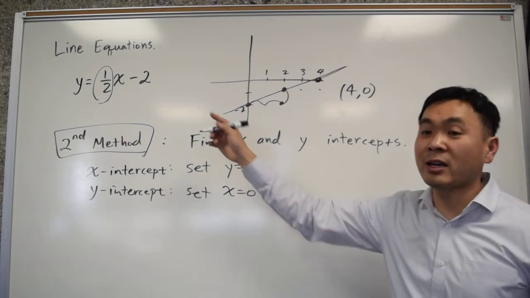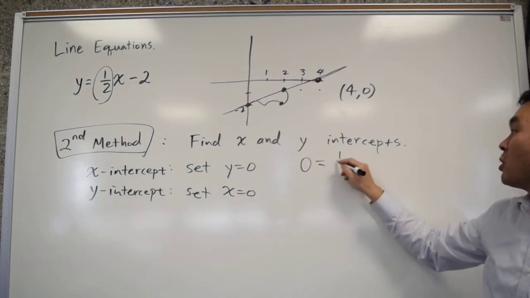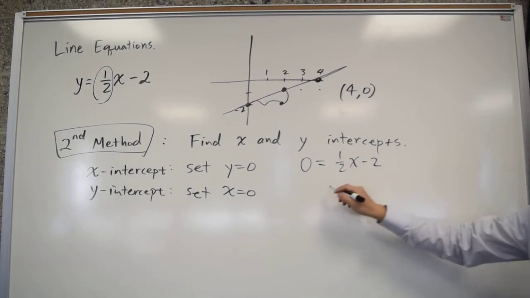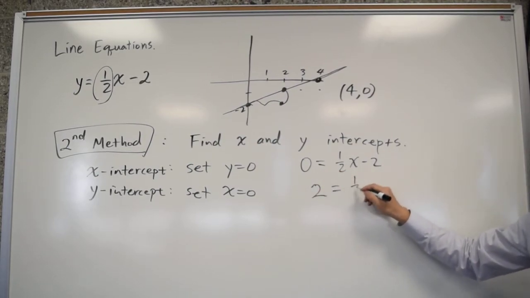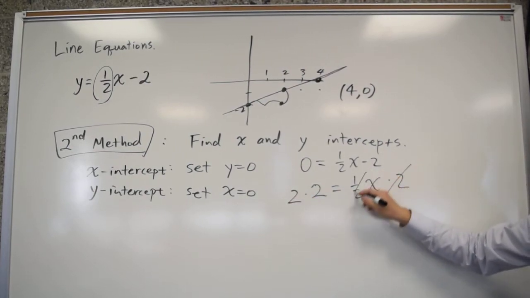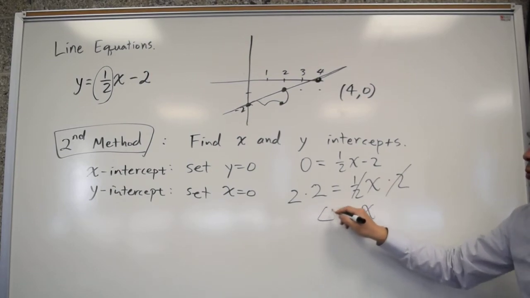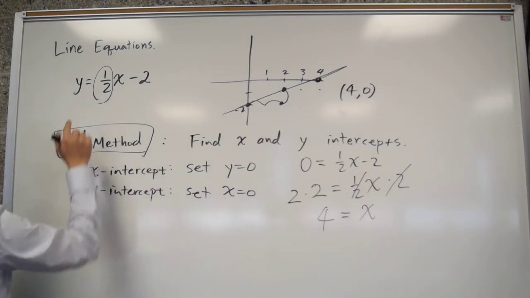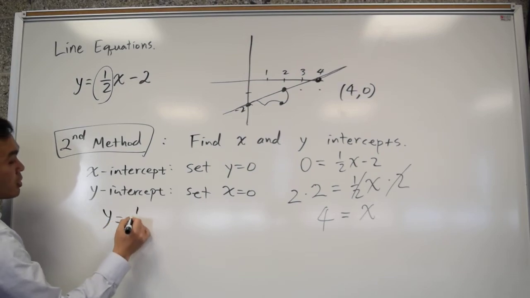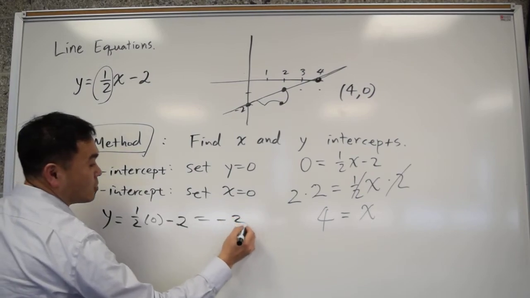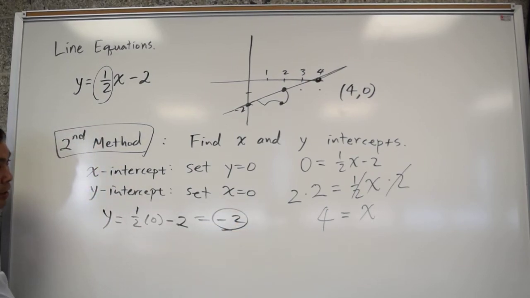First, when you set y as 0, you have 0 equals 1/2 x minus 2. Add 2 to both sides, so you get 2 equals 1/2 x. Now multiply by 2 on both sides. The 2 and 1/2 cancel, and you get 2 times 2, which is 4. Awesome. We found out that the x-intercept is 4. Now you plug in 0 to get the y-intercept. y is equal to 1/2 times 0 minus 2. Then you get -2. Okay, so how does this help?